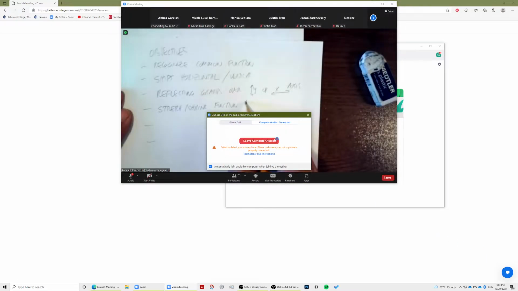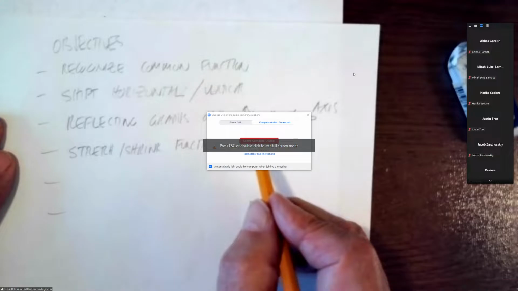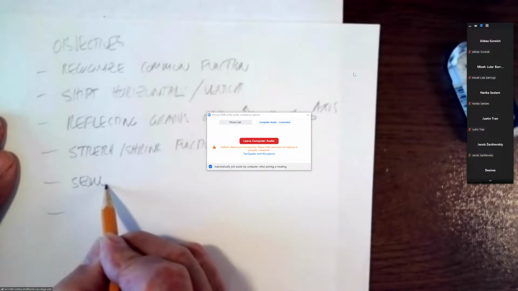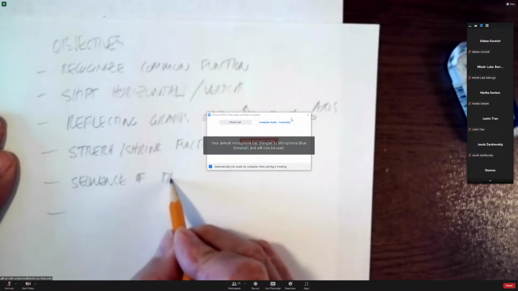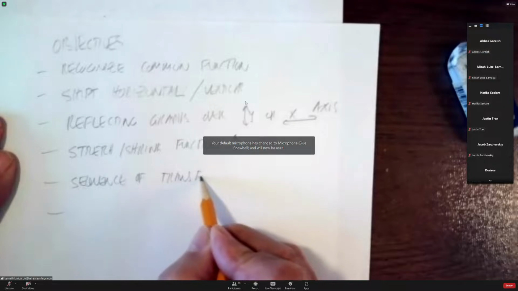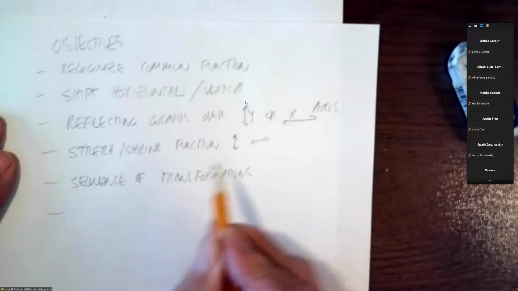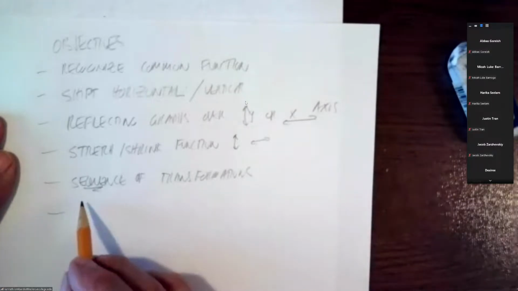and shrink them vertically or again horizontally. And we might even have a sequence of transformation. Sequence being more than one. We may want to take a function.